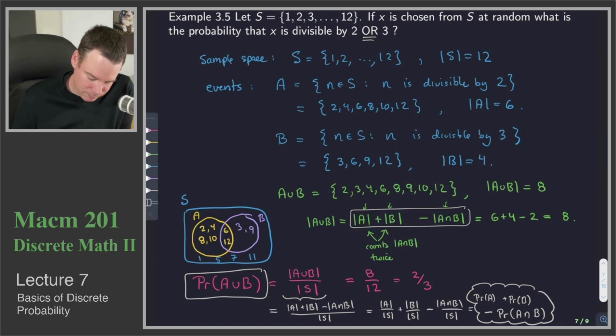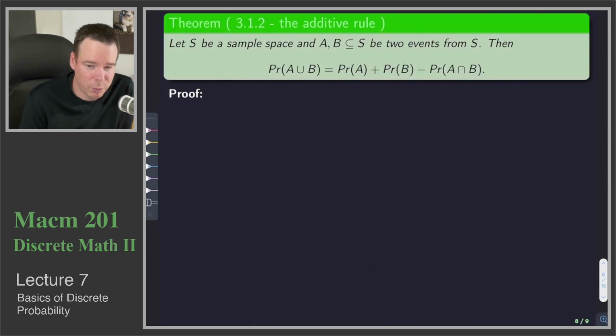And this gives rise to what we call the additive rule. So if S is a sample space and A and B are two events, then the more general form of axiom 3, which applies in the case where A and B are not disjoint, is that the probability of their union is the sum of their probabilities minus the probability of the intersection. So let's prove the additive rule now. So how are we going to prove this? We will prove this from the axioms.